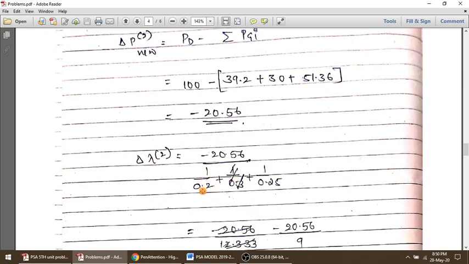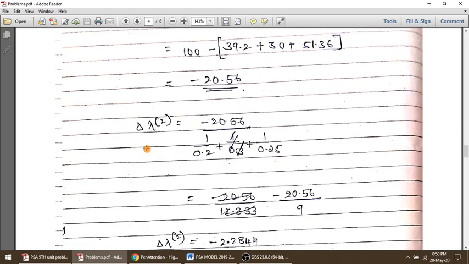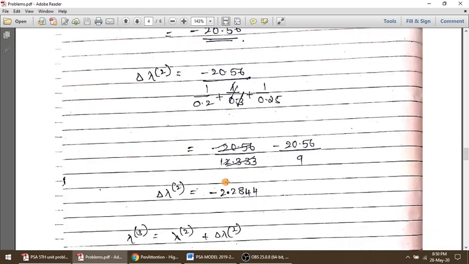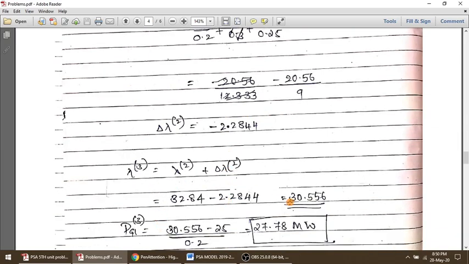Here, see, we have taken 1 by 2C1 plus 1 by 2C3. We have not included 1 by 2C2. So in the calculation of delta P, you need to consider all the three generator units, but in the calculation of delta lambda, we will consider only those generating units whose output was within their minimum and maximum limit. Based on that, we calculate delta lambda, and we get around 2.2844. When we update, we get the lambda value equal to 30.556.